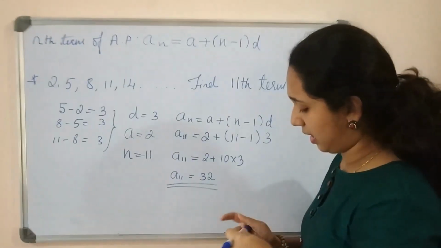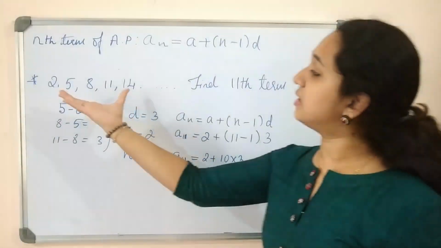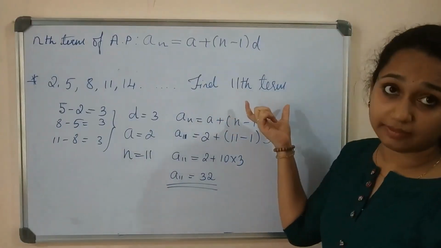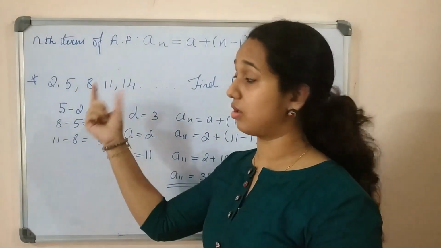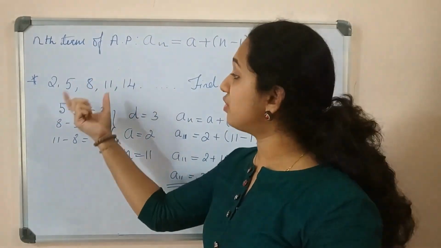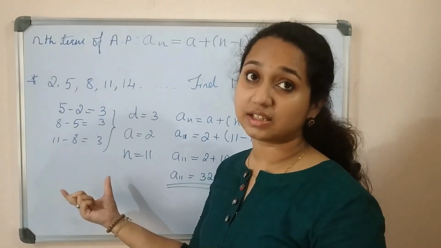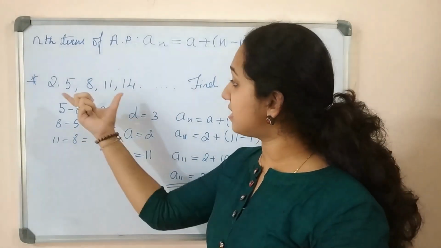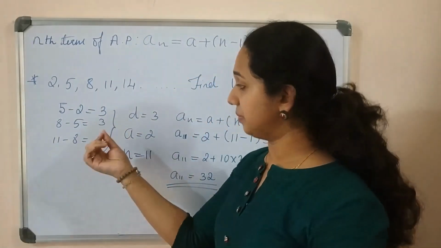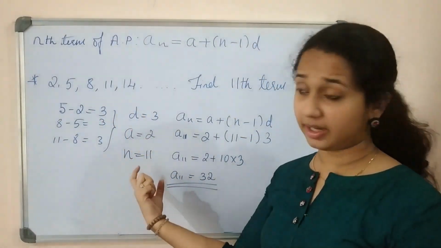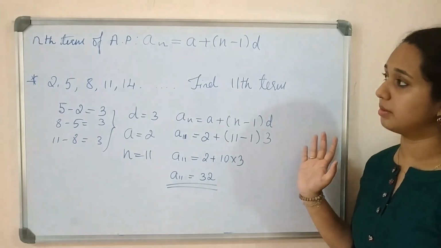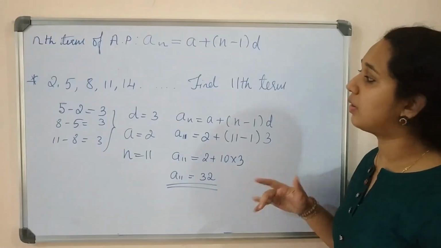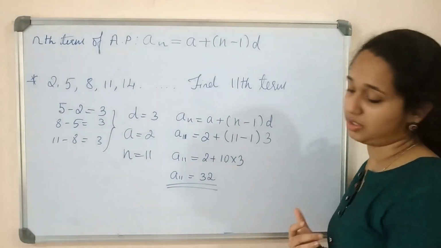Now I'll explain once again. They have given a series and they have told us to find the 11th term. They haven't mentioned whether the given series is an arithmetic progression or not. If they have not mentioned it, first try to find whether the given series is an arithmetic progression. If it is, then collect the required data and substitute in the formula and you will get the required term. I hope you guys have understood this. We'll move on to the next problem.